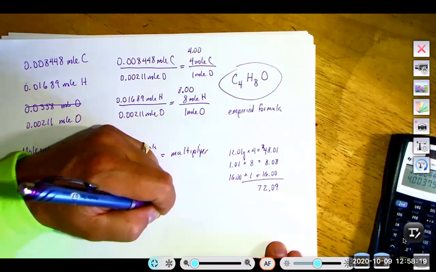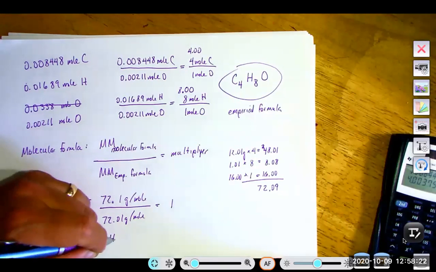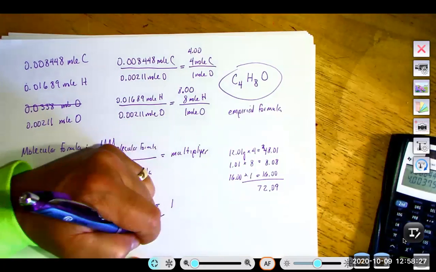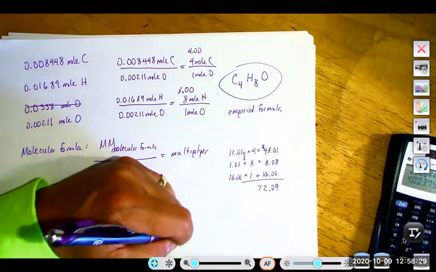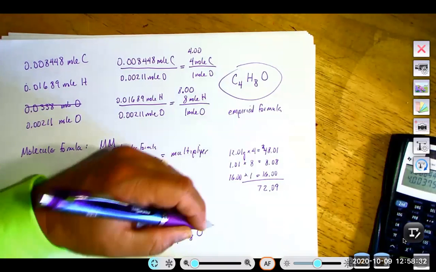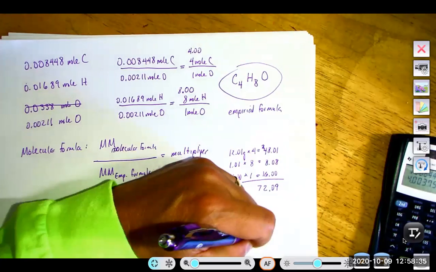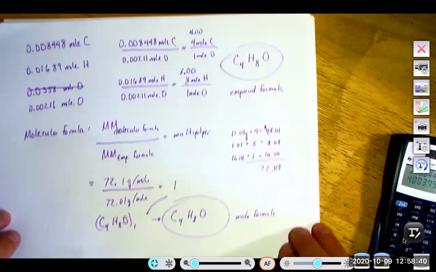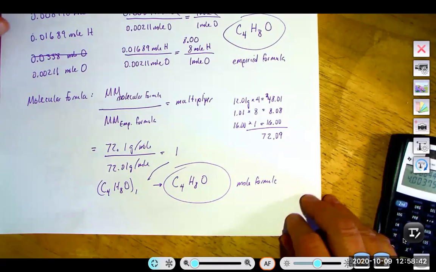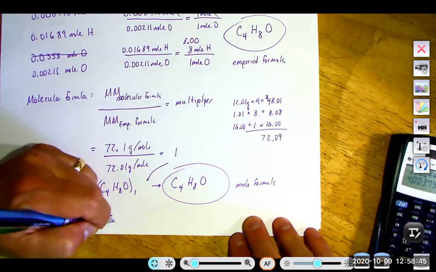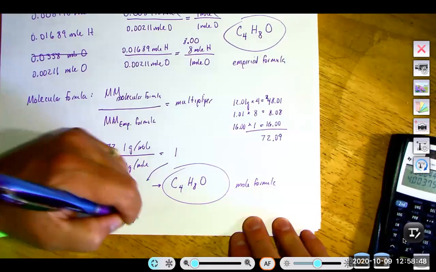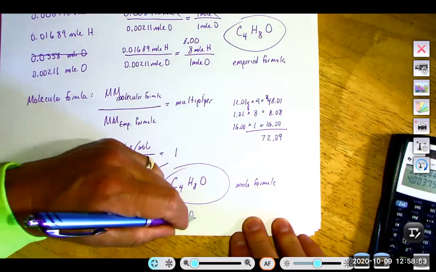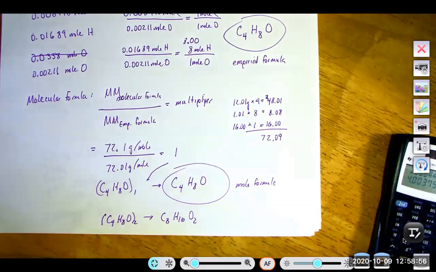So we take this formula, and here's the multiplier, and it becomes C4H8O. And that's the molecular formula as well. Now, what if the multiplier had been 2? So clearly the multiplier is not 2, but let's say the multiplier had been 2. This is what the formula would end up being, C8H16O2. So do you understand what to do with the multiplier, Harry and Jackie?